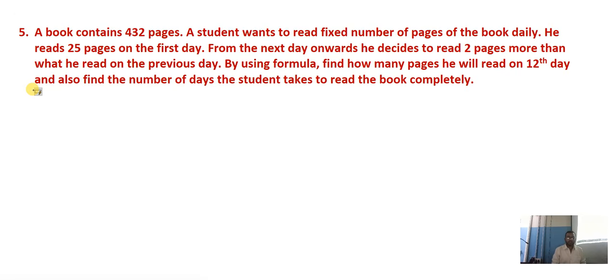He reads 25 pages on the first day. So 25 pages in the first day means the first term is 25. From the next day onwards, he decides to read 2 pages more than what he read on the previous day. So every time he is increasing 2 pages. For example, today he reads 25, next day he will read 27, 2 pages more. Again, next day, 2 pages more, and it goes on. I think you got the clarity. You got the hint what exactly this question speaks about.